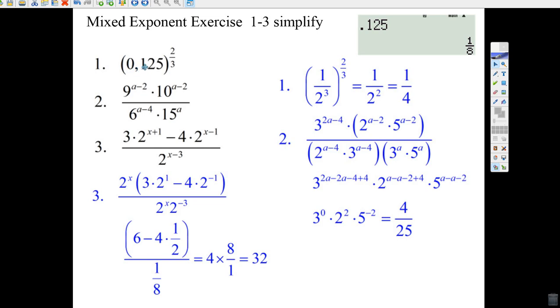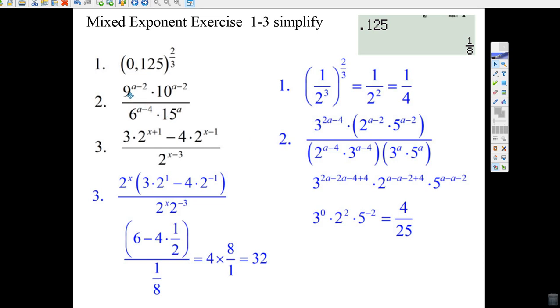What do you do with 0.125? Well, if you've got a calculator, it's pretty easy. You put it in your calculator and press equals, and your calculator will tell you it's really 1 over 8. So it's 1 over 2 cubed. Well, to the 2 over 3 power, if I take an exponent and put it to an exponent, it's 3 times 2 over 3. It's 2 squared. So that's 1 over 2 squared. That's 1/4.